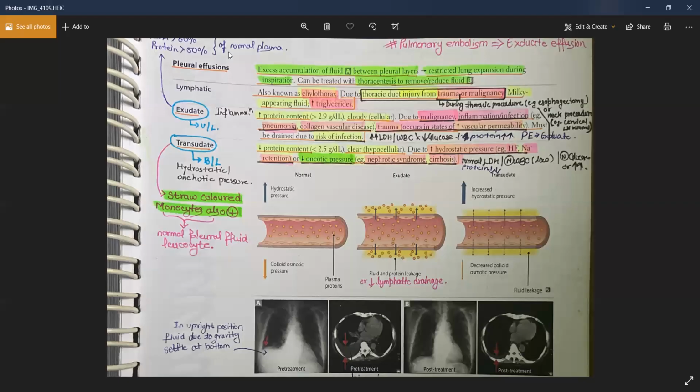Contaminated. Okay, any other one? In pancreatitis, I think it would be exudative. Yeah. In systemic inflammation. I'm asking about the exudate fluid.